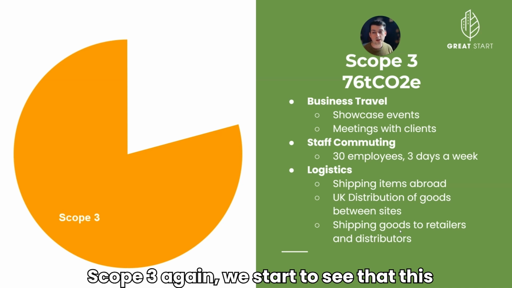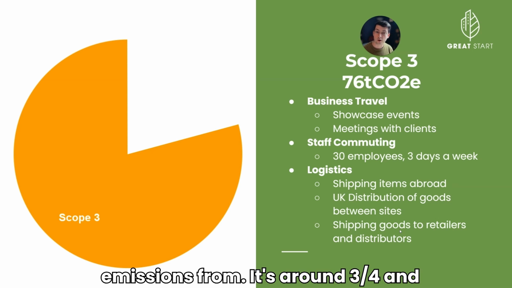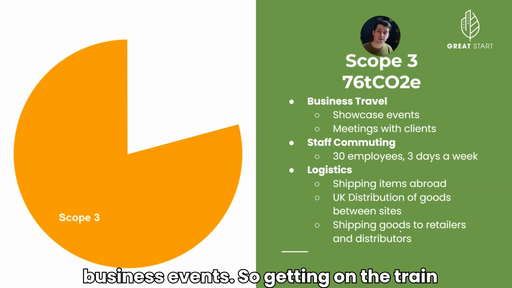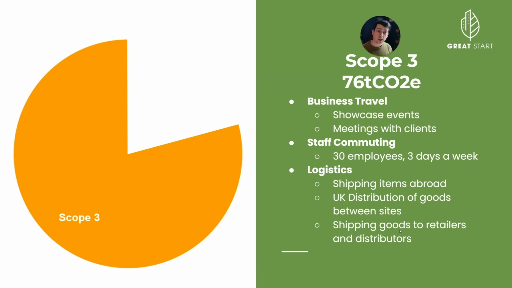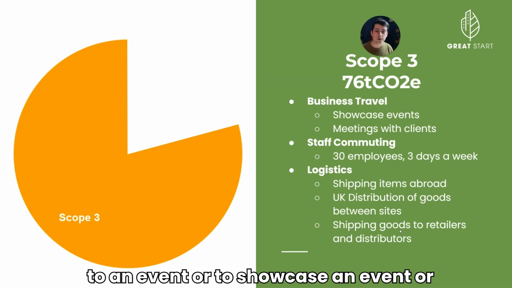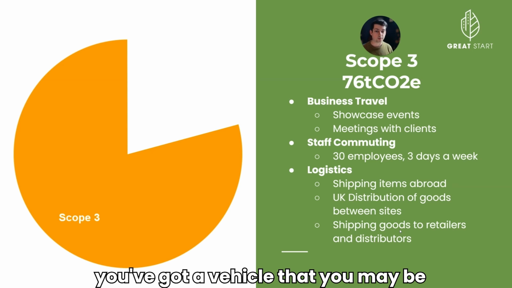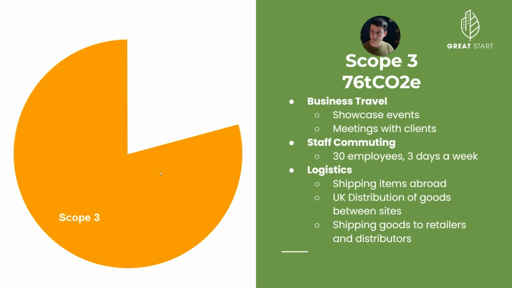Moving on to Scope 3, again we start to see that this is really where we get the bulk of our emissions from. It's around three quarters, and that's going to be any travel to business events, so getting on the train or maybe getting on a plane to go to an event or to showcase an event or doing any exhibitions. And equally, if you've got a vehicle that you're maybe using for business travel to client sites, that's also going to be included in here.